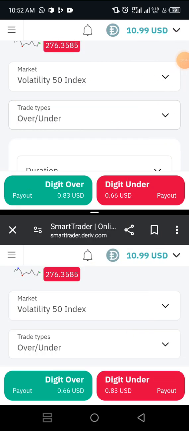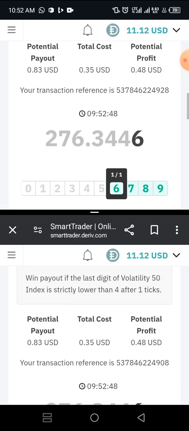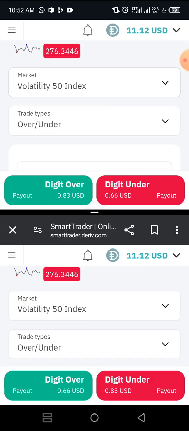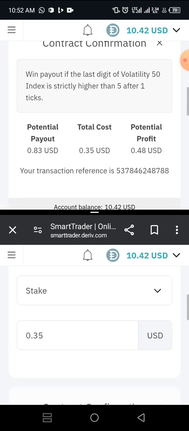Okay, so under 5 and 0 appear, then we take it, and it's a win trade. 4, 6 appear, and we take it.